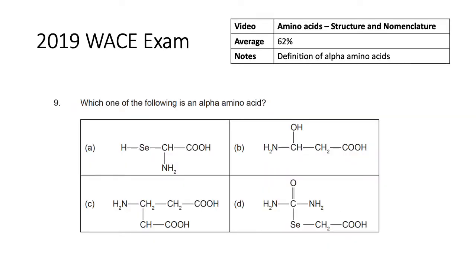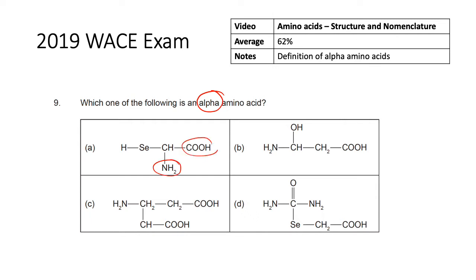Okay, so this one here is about the alpha amino acids, and the alpha part is the important part because I think all of these are amino acids, but not all of them are alpha amino acids. And what's the definition of alpha amino acid? It's just making sure that you recognize that the carboxylic acid and the amine group are joined to the same one. So let's have a look.